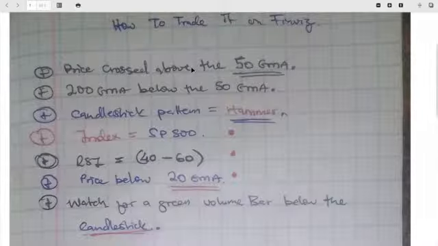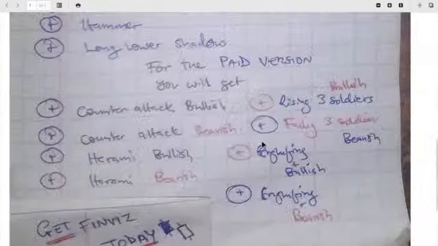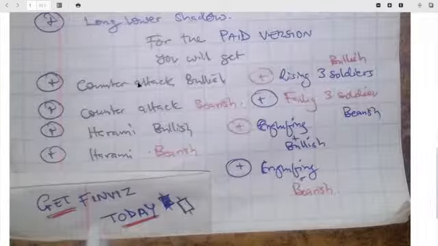So in Finviz, this is how you trade it on Finviz. The price should cross above the 50-day moving average. Number two, the 200-day should be below the 50-day moving average. Then the candlestick pattern, right? You can choose the hammer, the long lower shadow. On the candlestick pattern, these are the ones that you choose here.